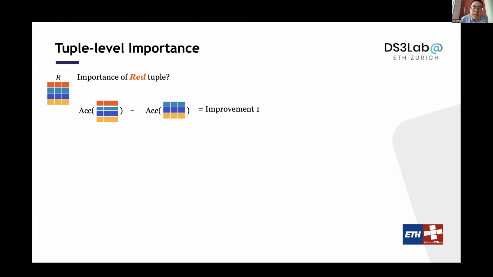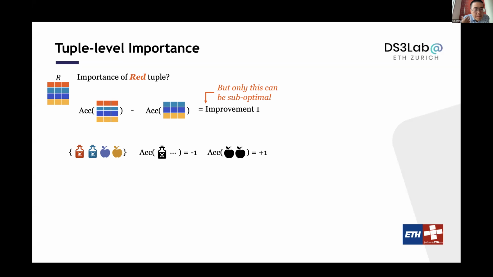But what's the problem with this? The problem is that it can be very suboptimal. It's not very hard to see by just looking at one example. Assuming you have these 4 tuples, 2 of them are bad tuples and 2 of them are good. And my utility function, my accuracy, has the following structure: once I have a bad tuple in this data set, then I have a very low utility, like -1. Only if I have all those good tuples there do I have a very good utility.